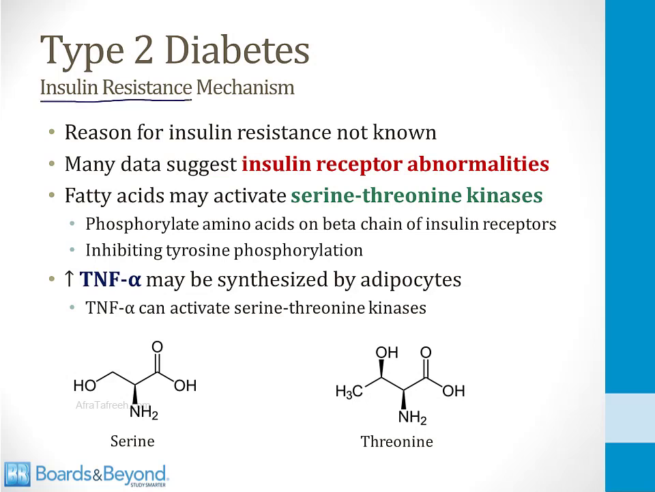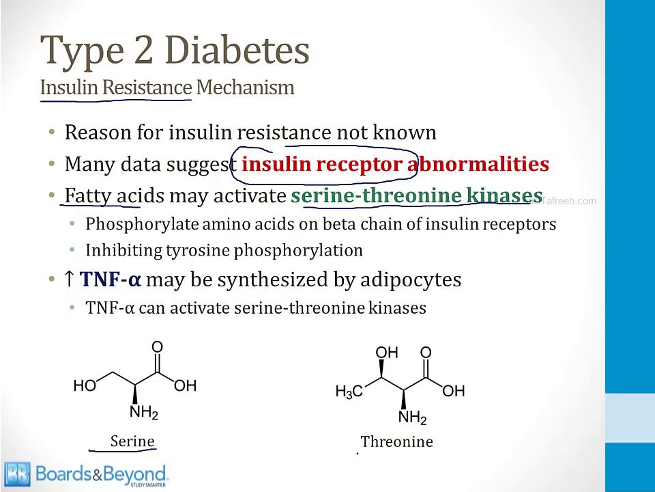However, you can imagine with this disorder being so common, there is a lot of basic science literature looking into why patients develop insulin resistance. And you should know that there are many data that suggest abnormalities of the insulin receptor. I talk about the insulin receptor in more detail in the module on the endocrine pancreas. What I want to mention here is that there are data that suggest that fatty acids may modify the insulin receptor by activating enzymes called serine-threonine kinases. The bottom left side of the screen is the structure of the amino acid serine.